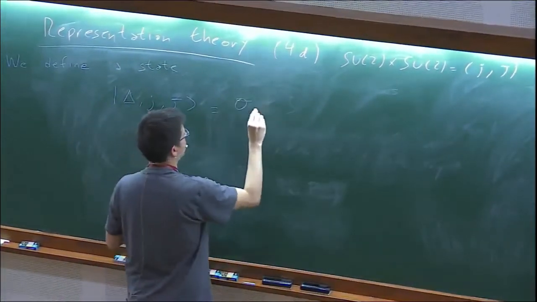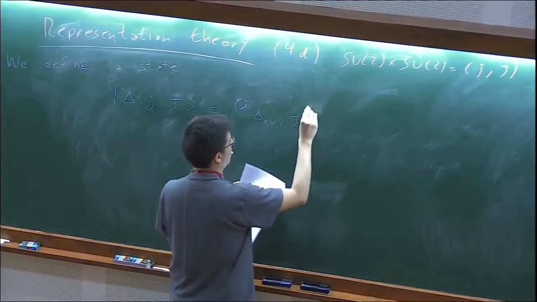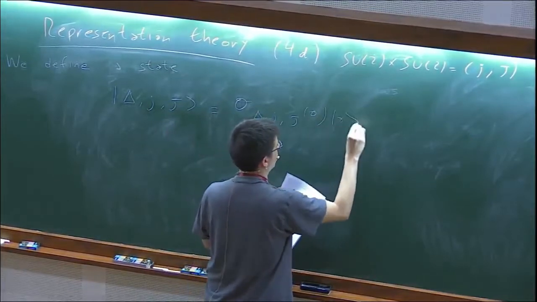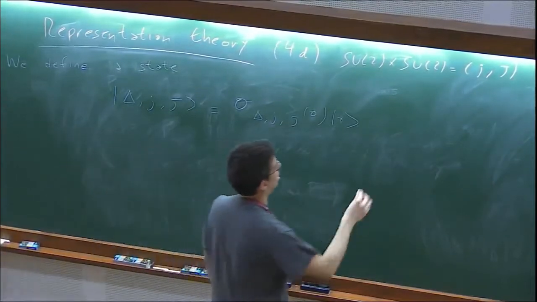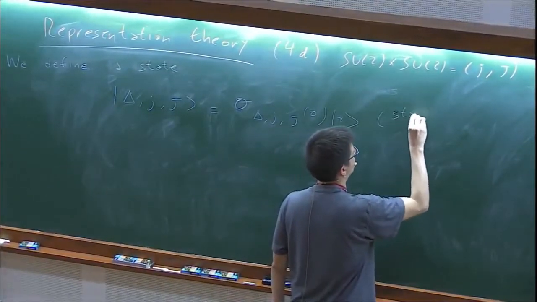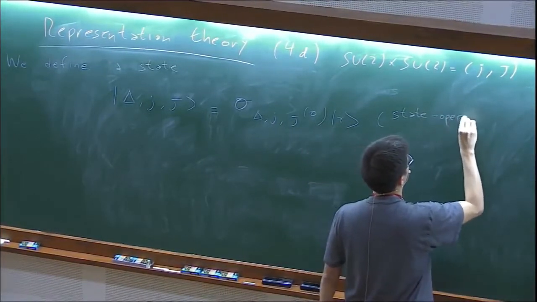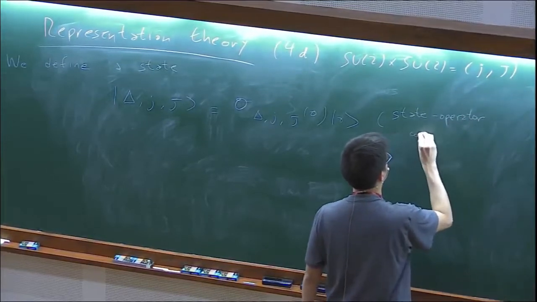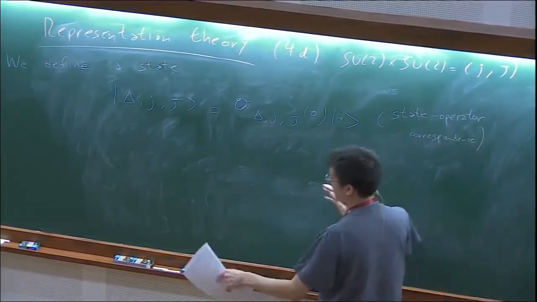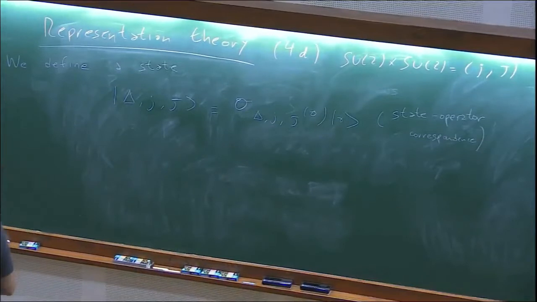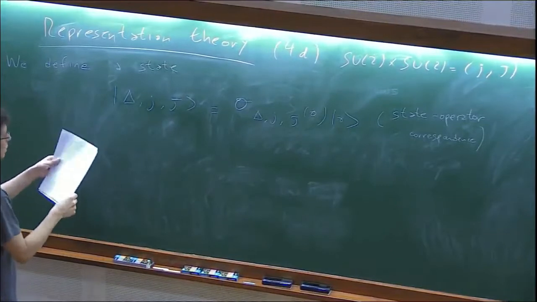So I'm going to define a state which is given by a local operator acting on the vacuum. So this is a state, and it's a longer story that I'm not going to have time to discuss because I have one hour only. But this is related to the state-operator correspondence, which is a special feature of quantum field theory, and is that any state in your Hilbert space, you can associate a local operator.